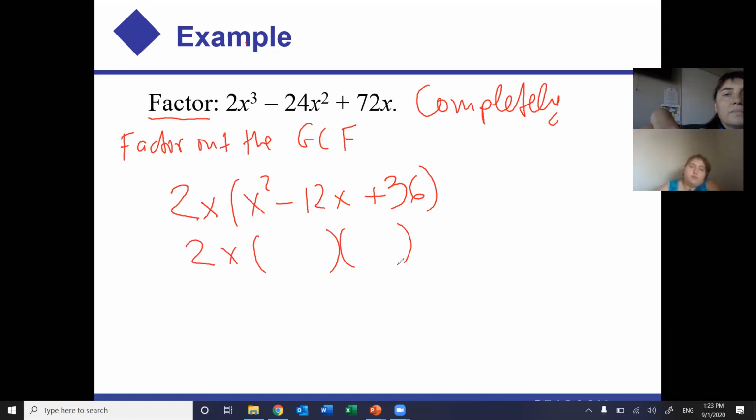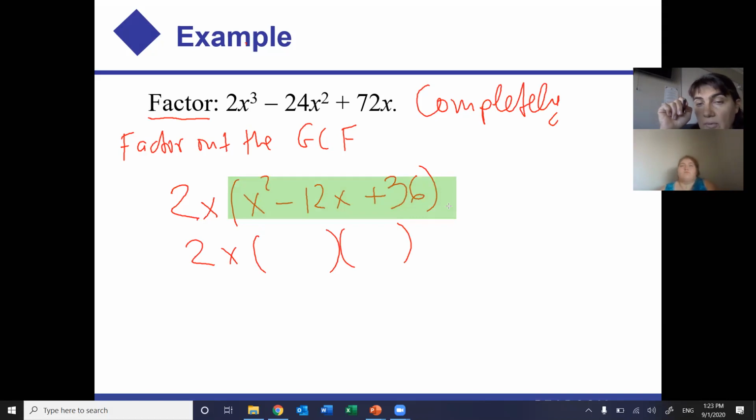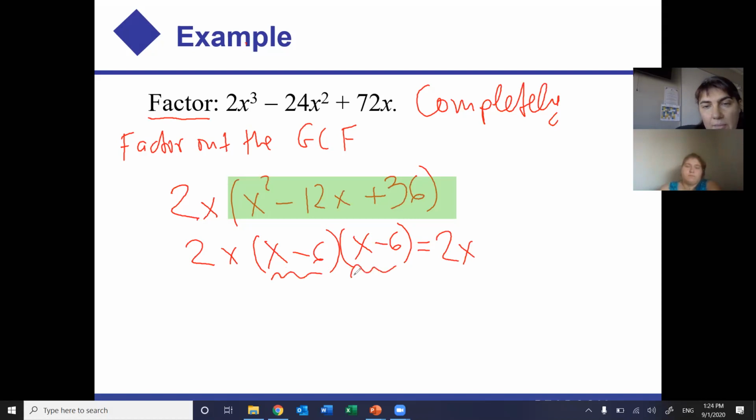That's correct. Carissa got it. Which two numbers multiply to give you 36 positive, and when you add them together, give you negative 12? Negative 6 and negative 6. So x minus 6, x minus 6. Ta-da. Another way to write this, and sometimes you can see it written like this, it will be 2x, and notice those terms are the same, so you can write 2x times x minus 6, squared. It's another way to write it.